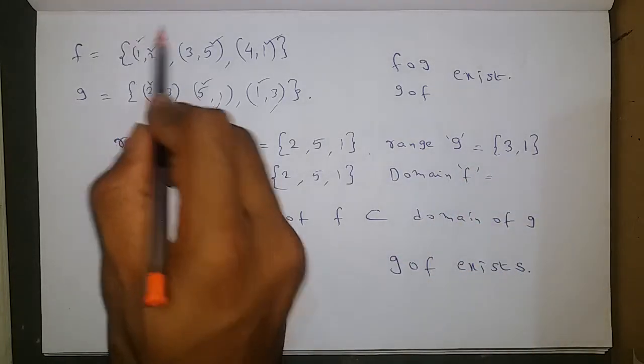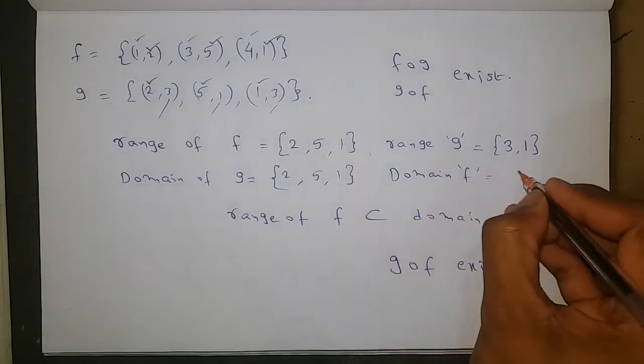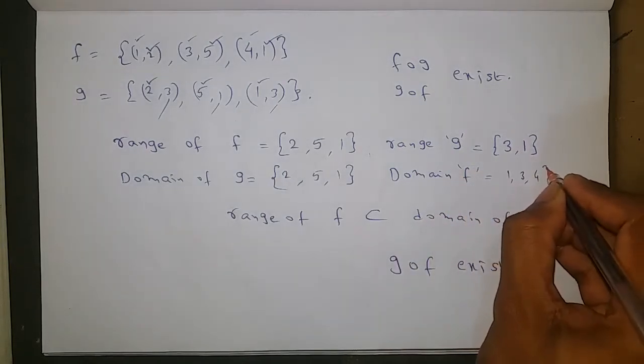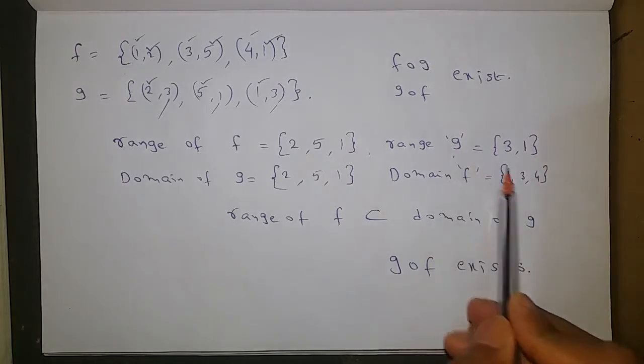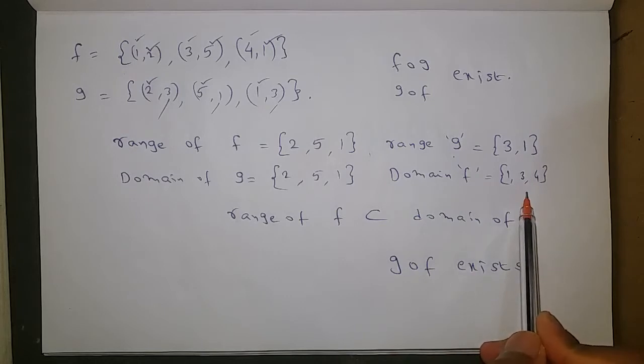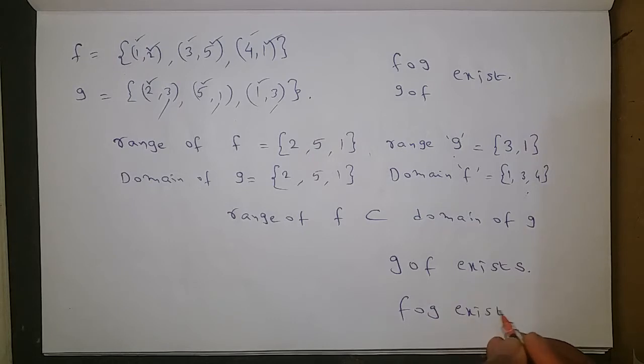Next, the domain of f. The domain of f is nothing but 1, 3, 4. Now if we observe these two, the range of g is a subset of the domain of f. So we can say f of g also exists. So for the given functions, f of g exists as well as g of f exists. Both exist.